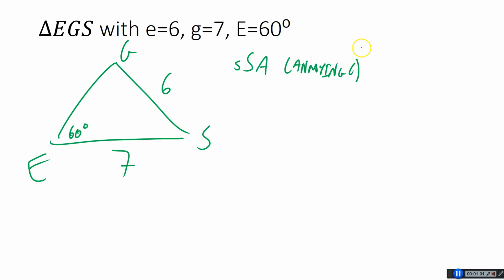Okay, so what we're going to do here is try to solve it. If we get an error somewhere along the way, then that means that there's no possible triangle. But if we do get an answer, that means there's two triangles. So we might have to deal with two triangles here.